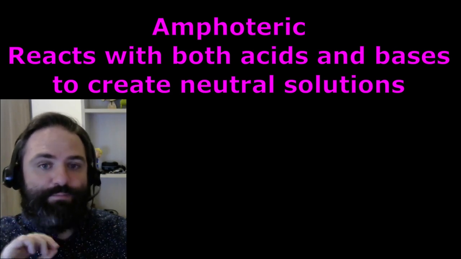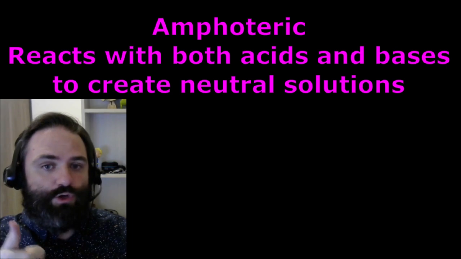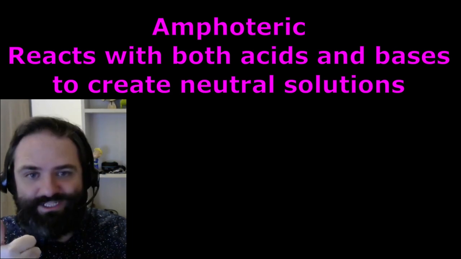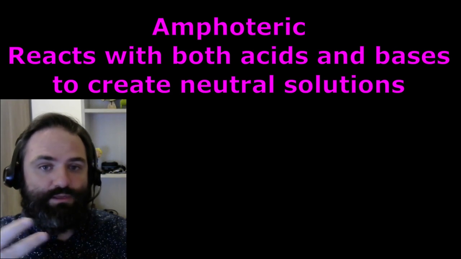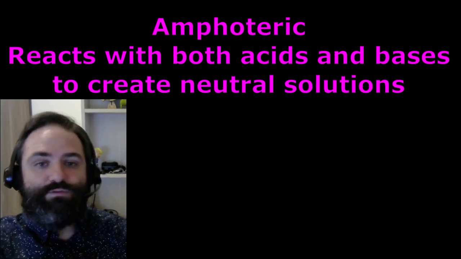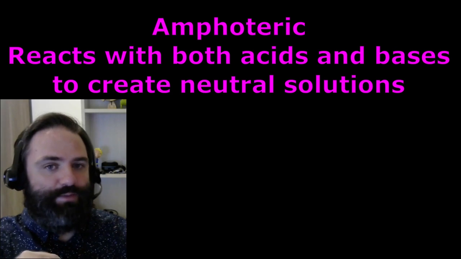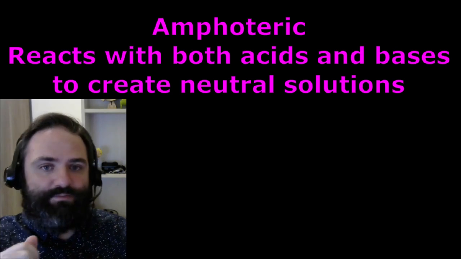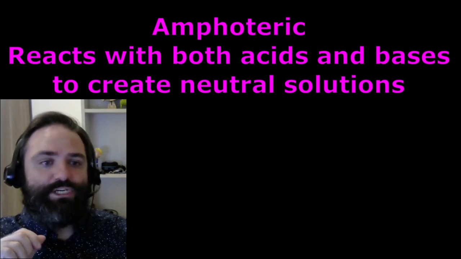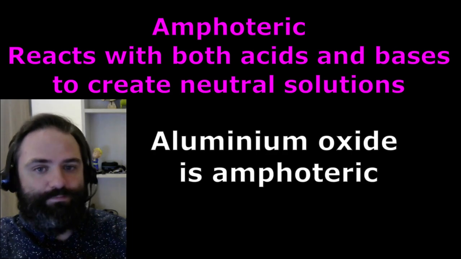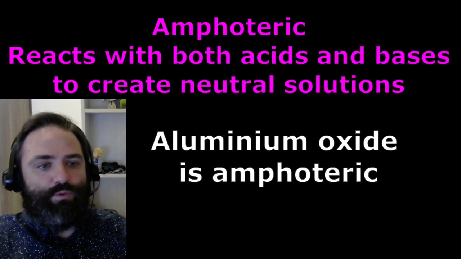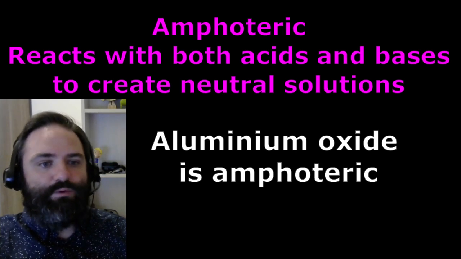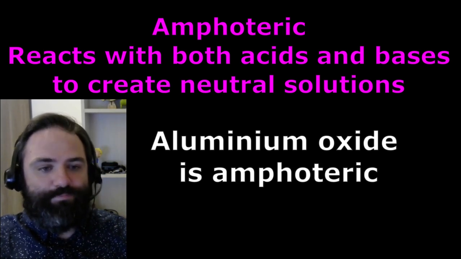And we can classify them based on what they react with. Salts do not react with neutral substances, do not react with acids or bases. Bases react with acids, acids react with bases, amphoteric substances react with both acids and bases. An example of an amphoteric substance, we only need to know one for the IG, is aluminium oxide. Aluminium oxide is a classic example of an amphoteric substance. So it will neutralize an acid and it will neutralize a base.